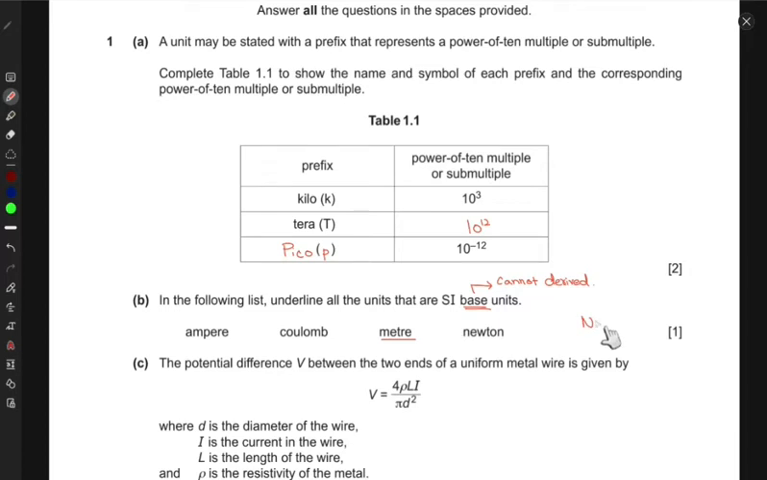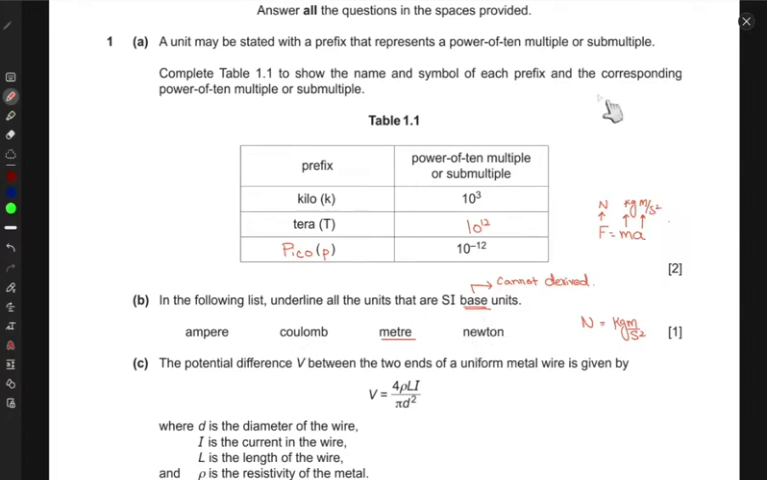Newton is made from kilograms metres per second squared, right? That's what 1 Newton means, because we know that F equals ma, and force is given the unit of Newton. m is kilograms, a is metres per second squared. So Newton cannot be a base unit.